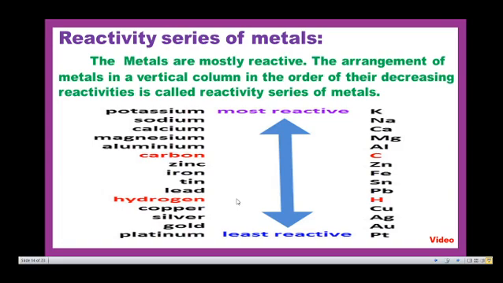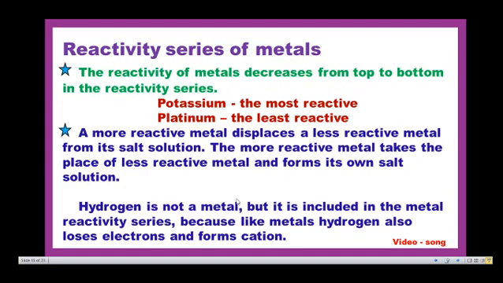So based on the difference in their reactivities, the metals are arranged in an order, and they are arranged in decreasing order. Therefore, the topmost is the most reactive metal, and the one placed at the bottom is the least reactive metal. So potassium is the most reactive, and platinum is the least reactive metal. And you know that a more reactive metal will displace a less reactive metal in its solution.